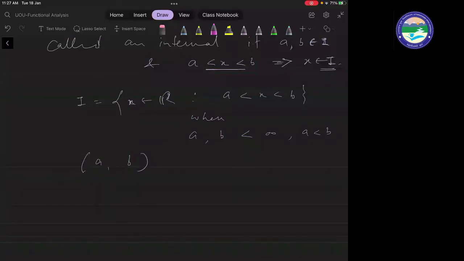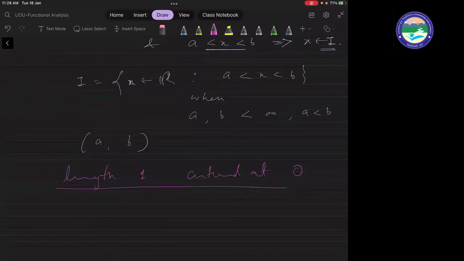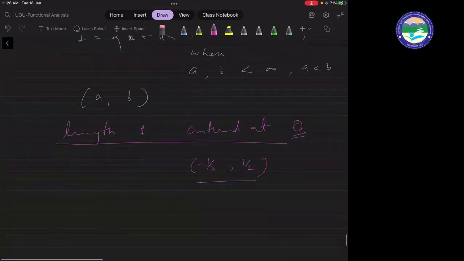Now if I ask you, give me an open interval with the length 1 and centered at point 0. मैंने बोला length 1 centered at 0. Can you give me an open interval of this property? Yes, sir. So it is exactly this, minus half comma half. इसकी length 1 है, और इसका center 0 है. Correct? Yes, sir.